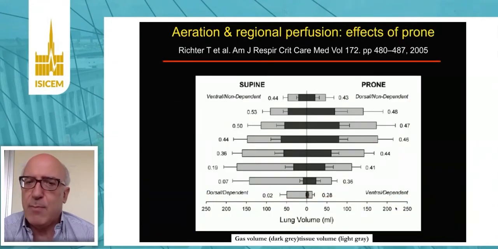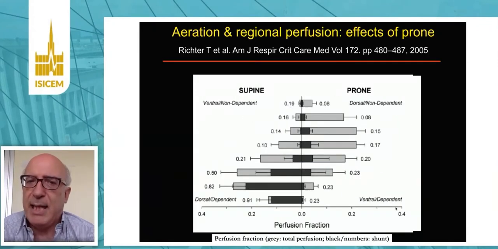In supine position, the distribution of gas volume, shown here in dark gray, is more uniform in prone as compared to supine. But interestingly, the perfusion, again in dark gray, is much more gravity dependent in supine, while more homogeneously distributed in prone.